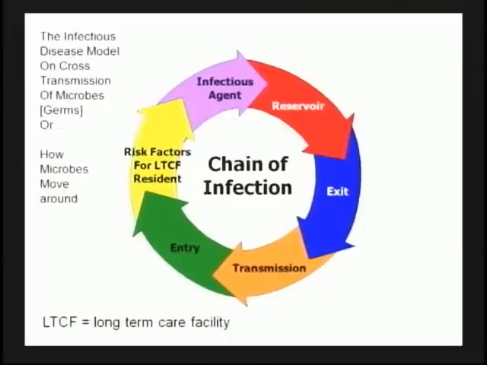This is the model for transmission of infection. It's called the chain of transmission. And as you can see, it has a number of links within that chain. For there to be actual movement of the microbe and then infection possibly in the next patient or resident, we have to complete all of these components of this chain of transmission. So this gives you an idea of some principles or concepts to look at how microbes move around in healthcare facilities. In particular, we're going to be focusing on long-term care facilities.